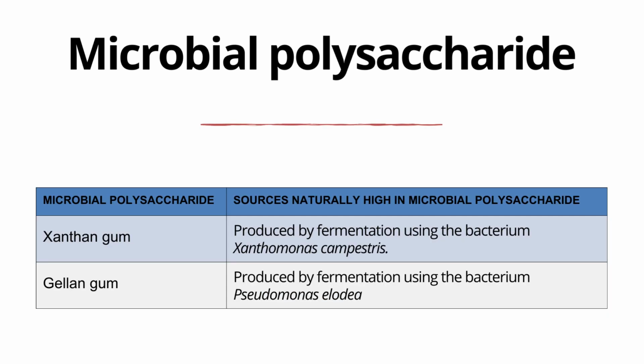Last but not least are polysaccharides produced by microorganisms such as xanthan gum, which is produced by fermentation using the bacterium Xanthomonas campestris, and gellan gum produced by fermentation using the bacterium Pseudomonas elodea.